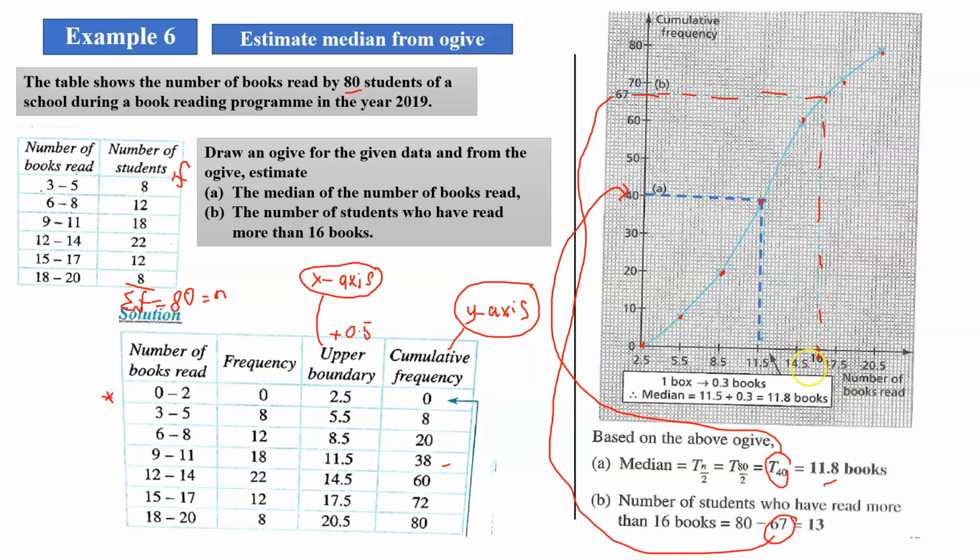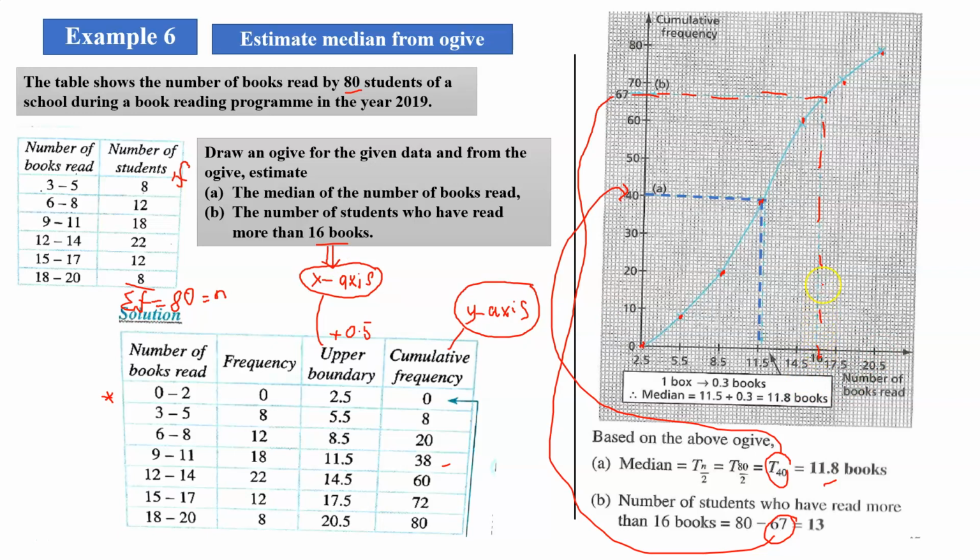Okay. Kenapa kita pilih 67 ni? Sebab dia kata yang baca lebih daripada 16 buku. So, 16 tu kita dapat dari mana? 16 number of book reads. Refer kepada paksi X dia. 16 books ni adalah paksi X exist kan? So, carilah yang 16 tu di sini.